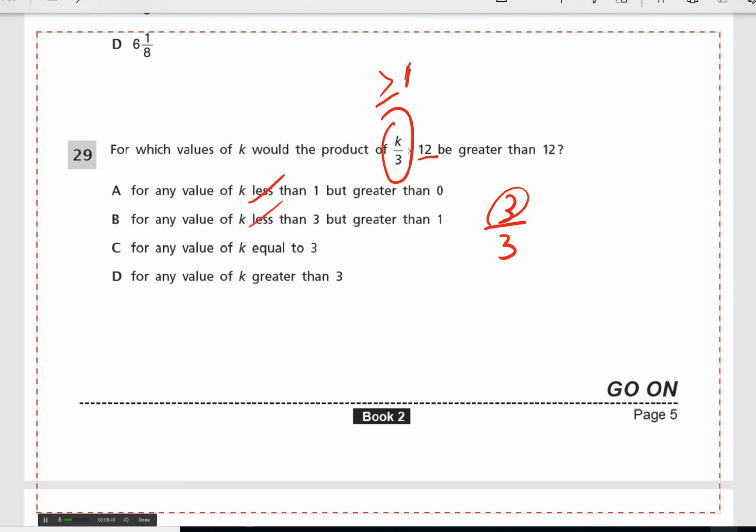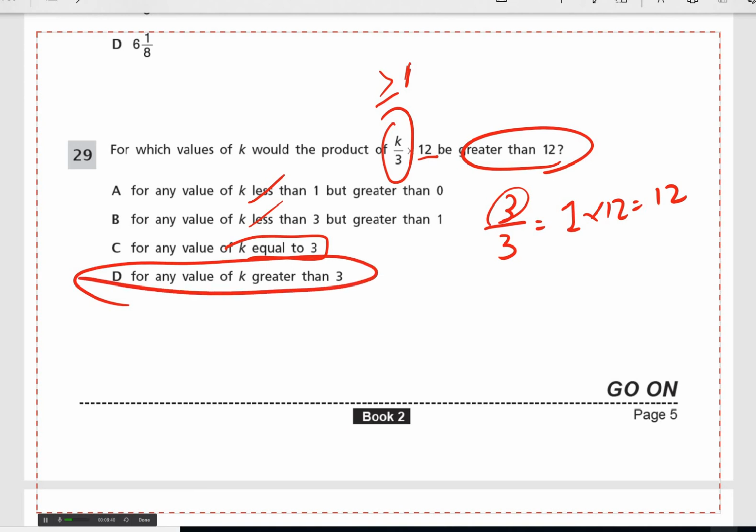So this one is not. Equal to 3? Look, if it's equal to 3, then 3 over 3 is only 1. 1 times 12 is only 12. It's not going to be greater than 12. So it has to be greater than 3. It has to be bigger than 1 for it to multiply 12 and then be bigger than 12.